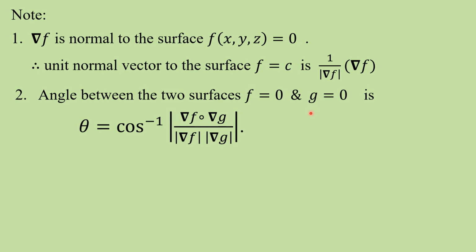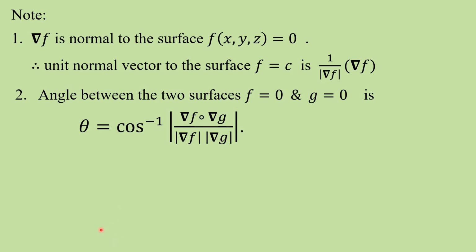Angle between two surfaces is 90 degrees. So if I get the dot product between two normals as 0, then the angle between the two surfaces is 90 degrees. Now let me introduce the next concept, directional derivative.